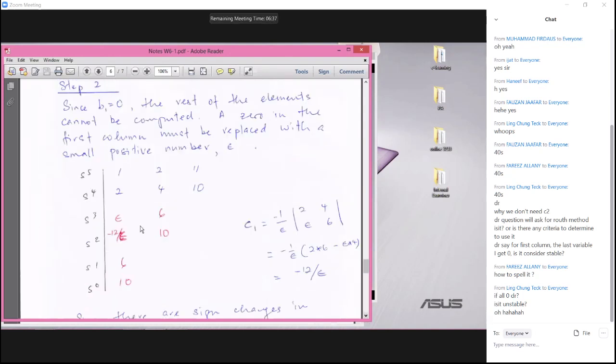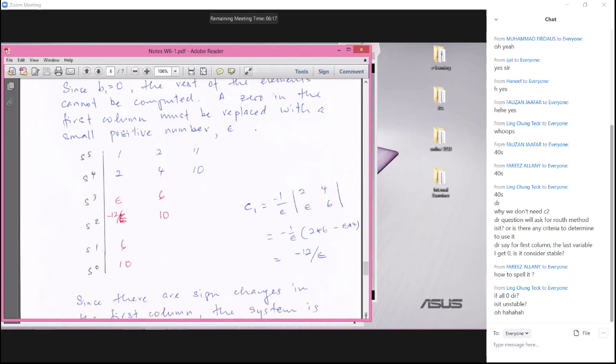So now B1 is 0, but if you put 0 there, you cannot proceed with the computation of the rest of the elements. So we replace 0 with a small positive element epsilon, so that you can now proceed computing the rest of the elements. The multiplier of C1 is no longer -1 over 0, it is negative 1 over epsilon, and then you can compute the rest of the elements. Since there is one negative element in the first column, the system is unstable.